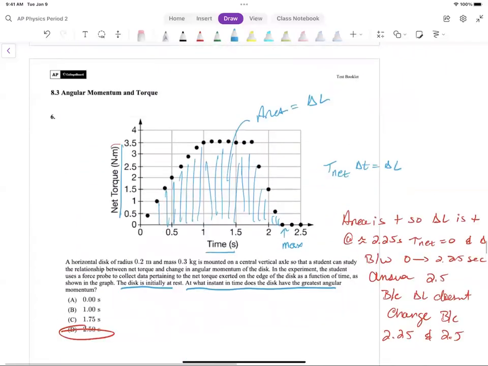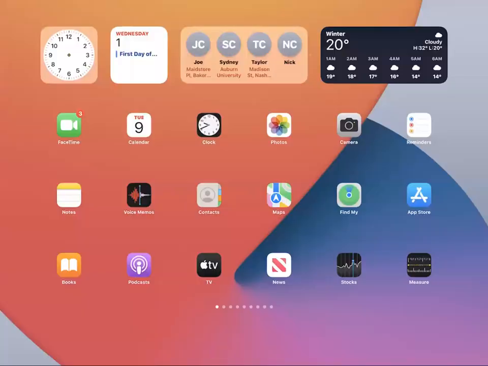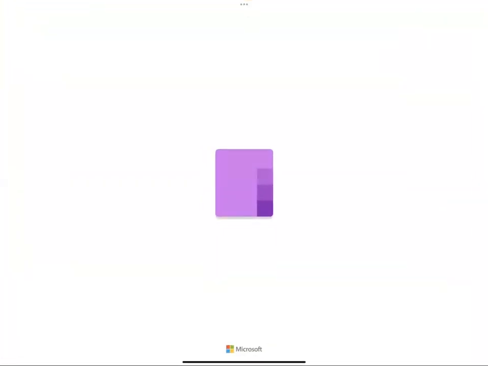All right, number 6. I got this graph, net torque versus time. Net torque, time, write the equations that you have that are related to that.